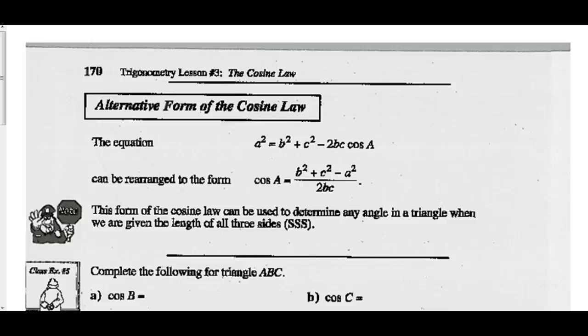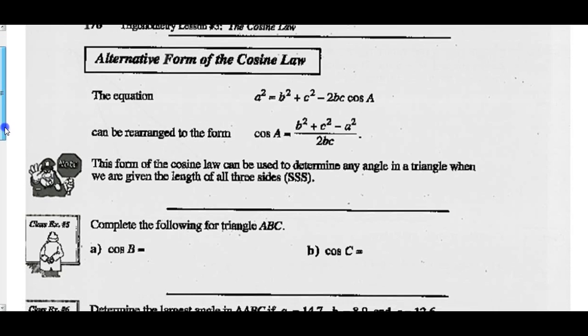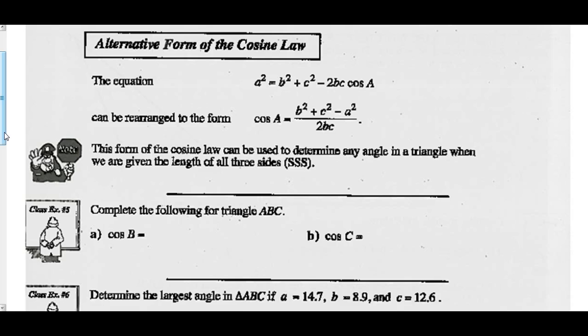An alternative form of the cosine law. The equation a squared equals b squared plus c squared minus 2bc cosine a is the cosine law, and that's great if we're looking for a side. All right, but if we're looking for an angle, we can rearrange the formula to find an angle. So I can rearrange that formula to solve for the cosine of a. So if you want to do that with me, from this equation, we're going to rearrange it and come up with that one. All right, so let's do that.